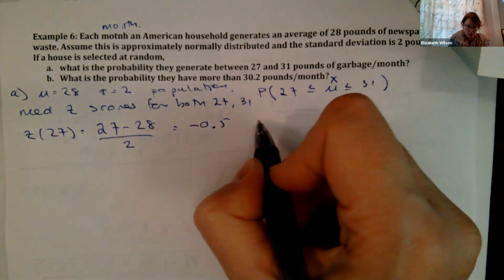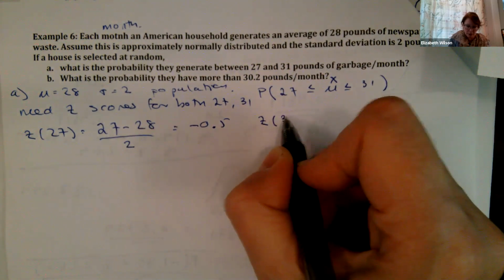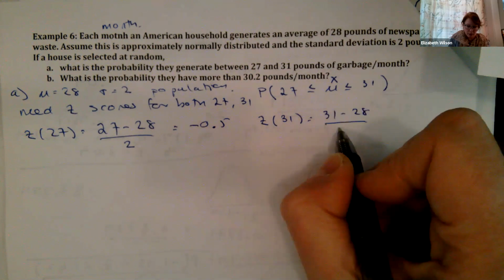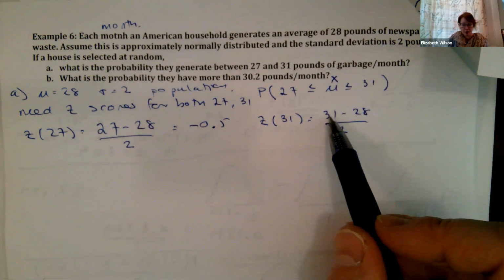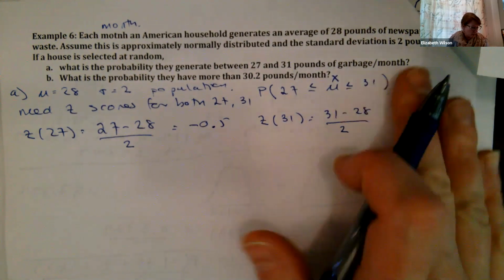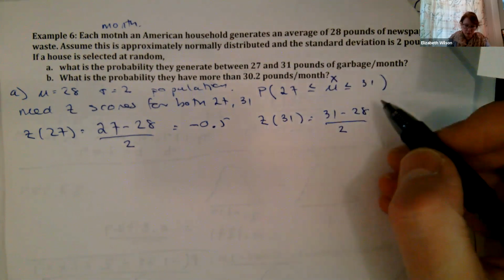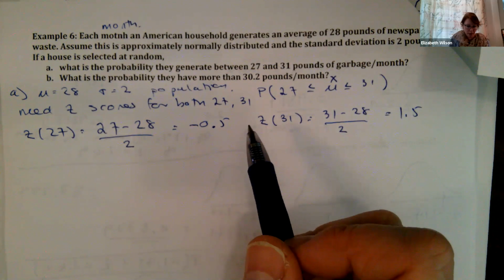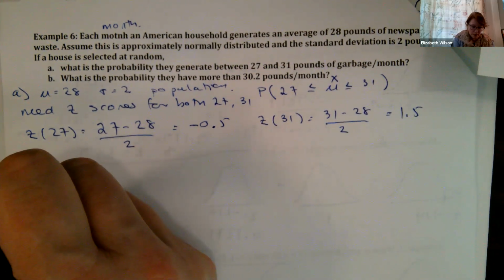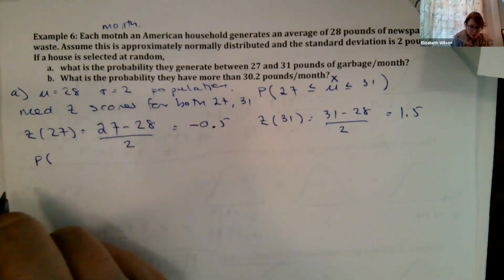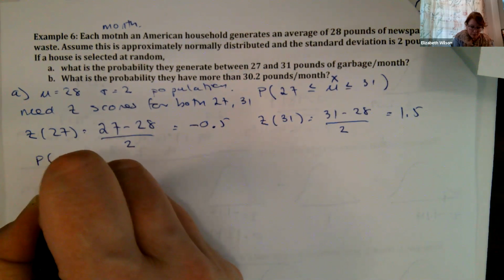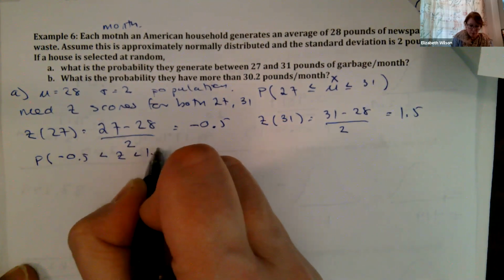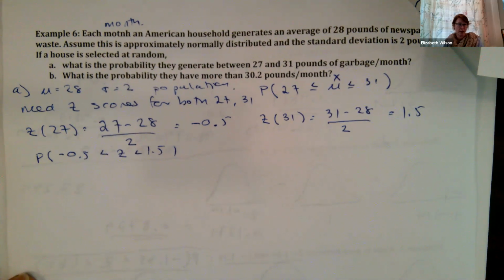So now z of 31 is going to equal 31 minus 28 all over 2. So this is our x bar minus our mean divided by our standard deviation. And that was equal to 1.5. Okay, so each of these I need to look up, right? So I'm going to find the probability that z is between minus 0.5 and 1.5, right?